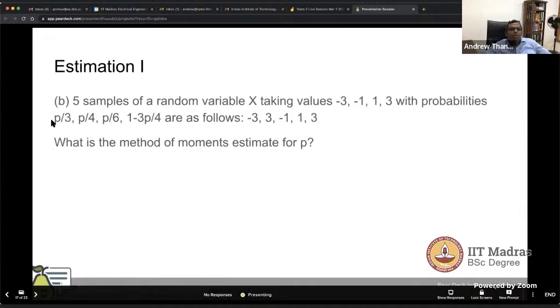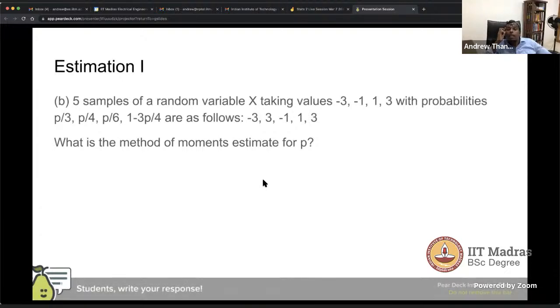I hope this is a valid distribution. I'm in the habit of missing out on things. I think this is a valid distribution. Okay, so there is a random variable x. It takes values -3, -1, 1, 3, and there are the respective probabilities p by 3, p by 4, p by 6, and 1 minus 3p by 4. And samples are given, right? 5 samples. So the 5 samples you observe are -3, 3, -1, 1, 3. If you were to do a method of moments estimate for p, what would that be?